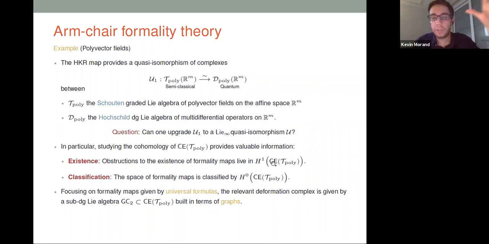But up to now, there is no mention of graphs. Graphs enter if one focuses on universal formulas. If we want a formality map given like the Kontsevich one in terms of graphs, then these obstructions, this relevant cohomology, in fact, is given in terms of a sub-DGLA which is built in terms of graphs. So we can provide a model for this Chevalley-Eilenberg cohomology of T-poly given by a graph complex, or graph DGLA.